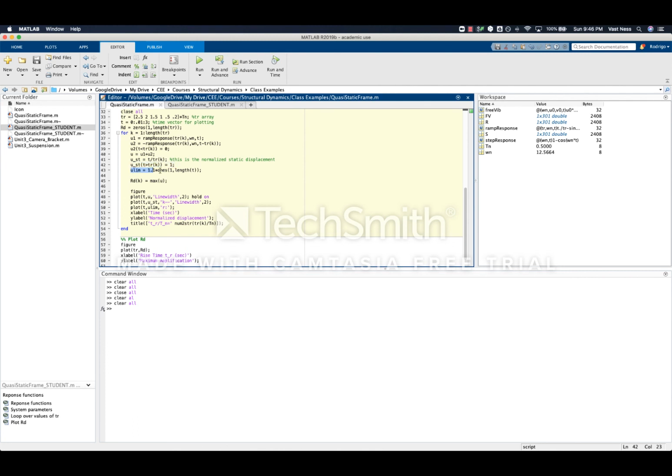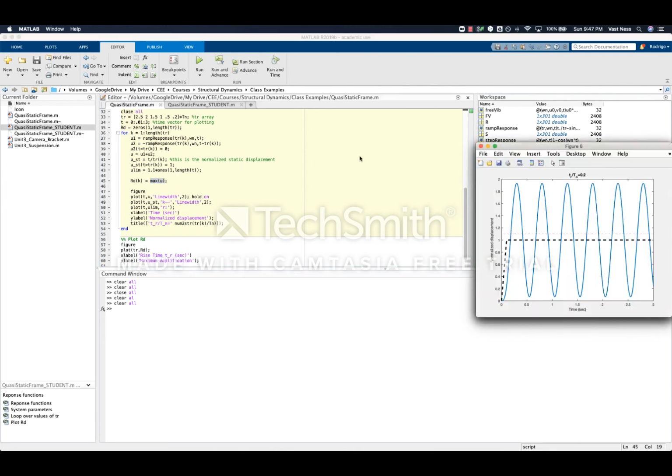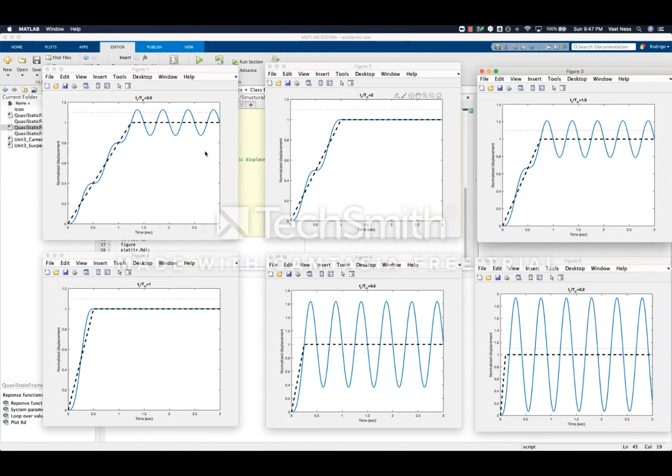And then this value defines my maximum limit, right, which is simply 1.1. That means 10% over the static displacement. My RD is simply the max U value, so that's pretty easy to implement. Okay, so let's run this and see what that looks like. The rest of the code is just for plotting. So I'm going to run this code. It's going to generate 6 figures.